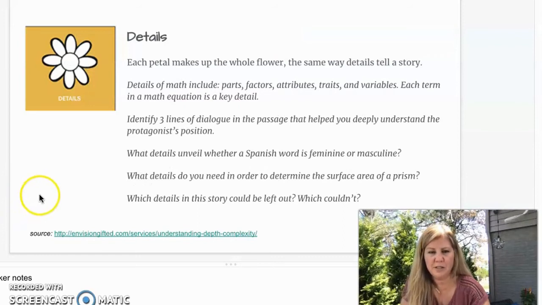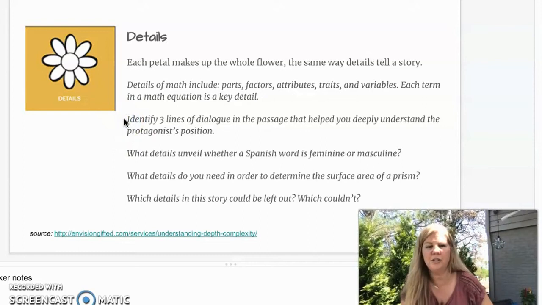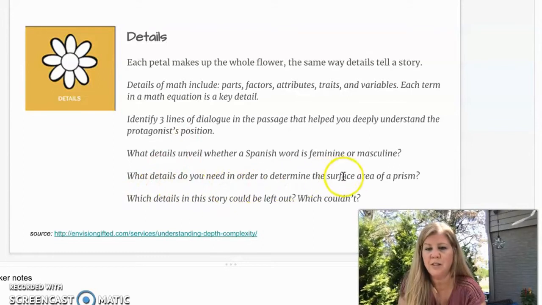Details. I know this one seems really simple, but think about critical thinking. How could you use details to get there? Identify 3 lines of dialogue in the passage that helped you deeply understand the protagonist's position. What details do you need in order to determine the surface area of a prism? Which details in the story could be left out, which couldn't?